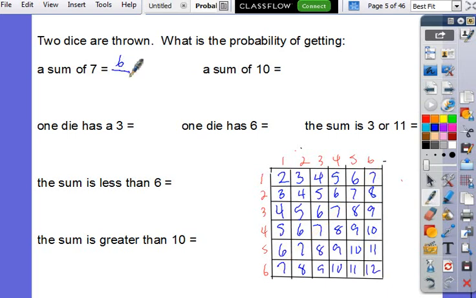How many total choices do I have in my chart? How many total choices are in that chart right there? 36. So it would be 1/6. A sum of 10. Again, all I'm doing is going to the chart, seeing how many 10s I got. Well, there's 3 10s out of my 36 total, which is 1/12.